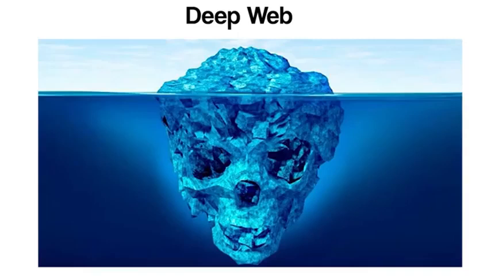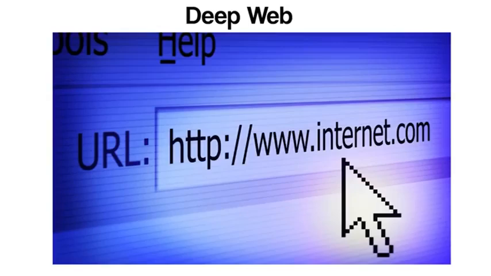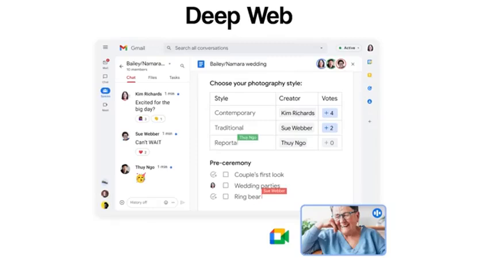This includes anything stored in private databases, dynamic pages generated in response to specific queries, academic journals behind subscription walls, personal email accounts, online banking systems, medical records, and more. These systems often require authentication or specific URLs to access, making them invisible to standard search engines. For instance, when someone logs into their email or accesses their bank account online, they are navigating the deep web, not the surface web. Technically, the deep web operates in much the same way as the surface web.